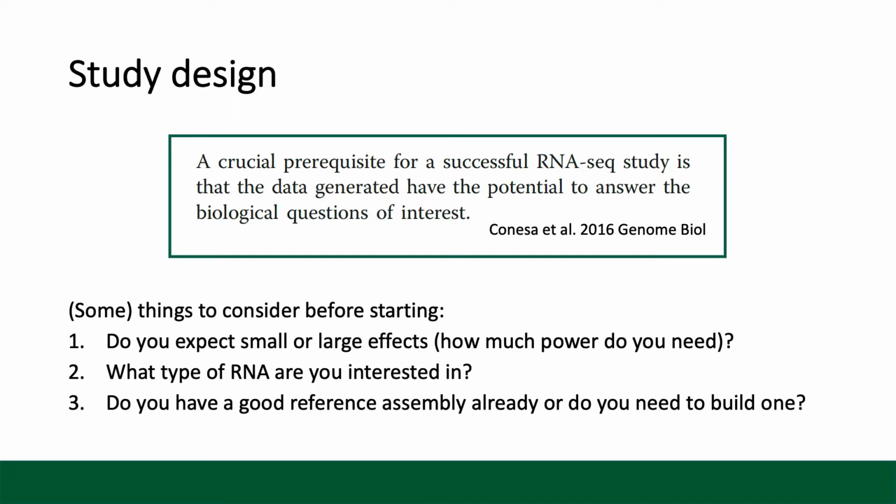So just a few things to consider. Do you expect large or small effects? Do you expect to see a very small fold change or a 3 or 5 fold change difference in the expression level between different treatments? What type of RNA are you interested in? Whether that's mRNA, for the most part, most people are, or small RNAs. And then do you have a good reference assembly already, or do you need to build one?